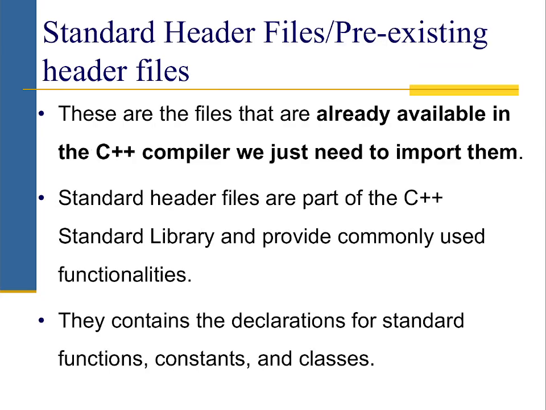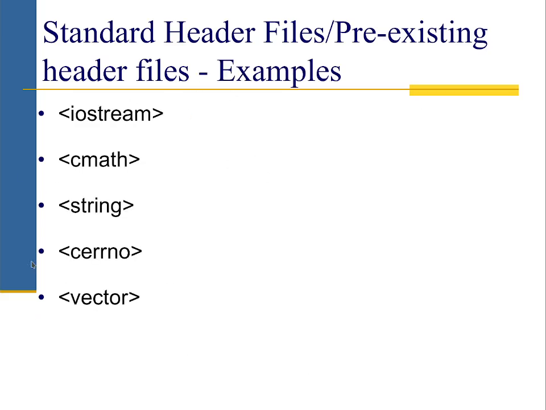Standard header files, or pre-existing header files, are the files that are already available in the C++ compiler. We just need to import them. The standard header files are part of the C++ standard library and provide commonly used functionality. They contain the declarations for standard functions, constants, and classes. Examples of standard header files are iostream, cmath, string, cerrno, and vector. And there are more, not just these.